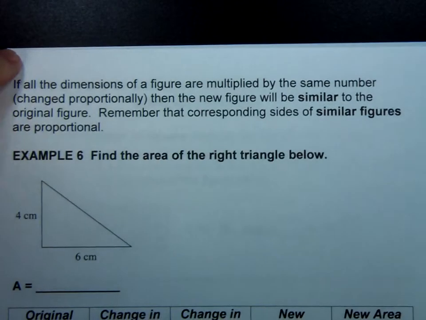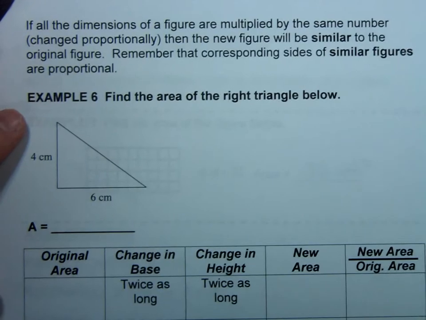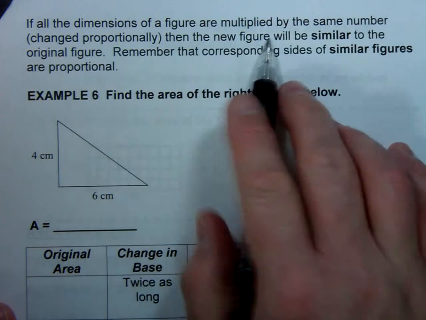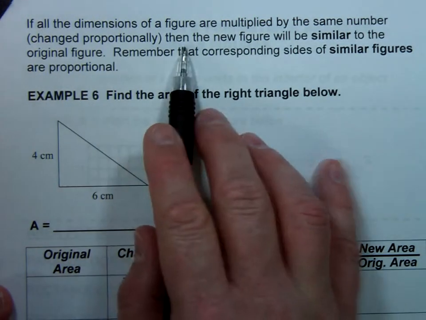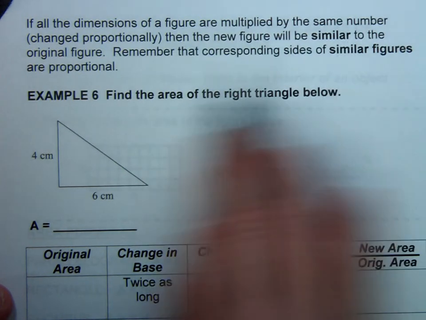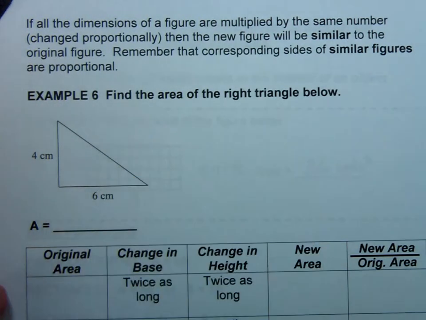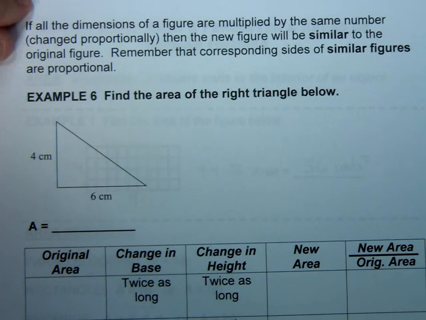Alright, so we've done some straightforward area problems. Let's talk about what happens if you change some of the dimensions. If all the dimensions of a figure are multiplied by the same number, that means they're going to be changed proportionally, then the new figure will be similar to the original figure. Remember that corresponding sides of similar figures are proportional.